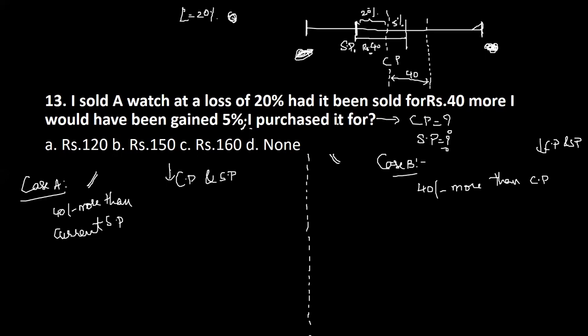Sadiq, which case did you use? Yamini, 40 rupees more than what? More than current selling price or 40 rupees more than the current cost price? Case A, Krishna.